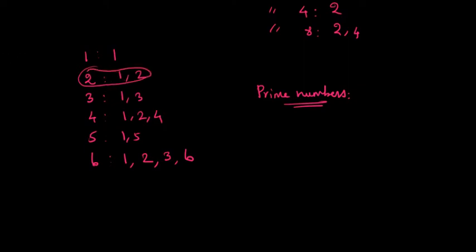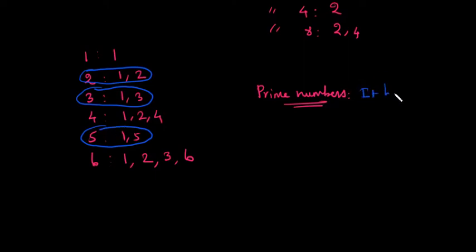Okay, so let me use another color. So 2 is a prime number because it has two divisors. 3 is also a prime number because it has only two divisors. 5 is also a prime number. So what is a prime number? It has only two divisors.